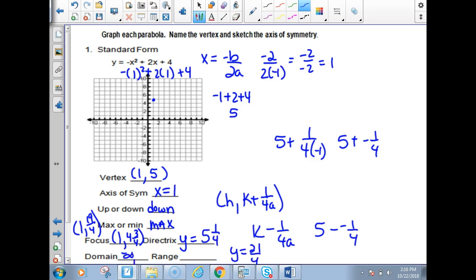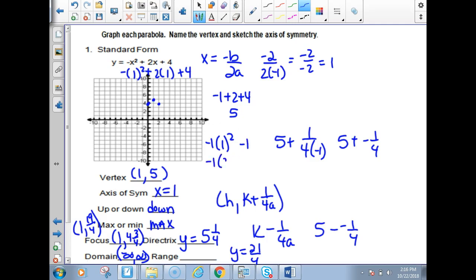Domain is -infinity to infinity, and the range is, well, let's check out where the vertex was. It's at 1, 5, and it's opening down. I'm going to do the 1 squared, 2 squared method. So you just have to take the a value of -1 times 1 squared. That would tell me to go, well, down 1, right 1, down 1, left 1.